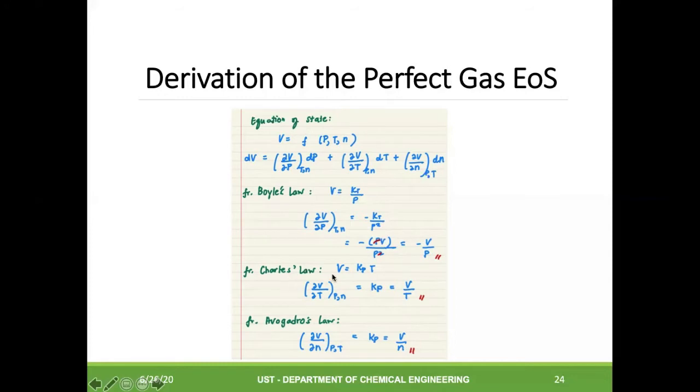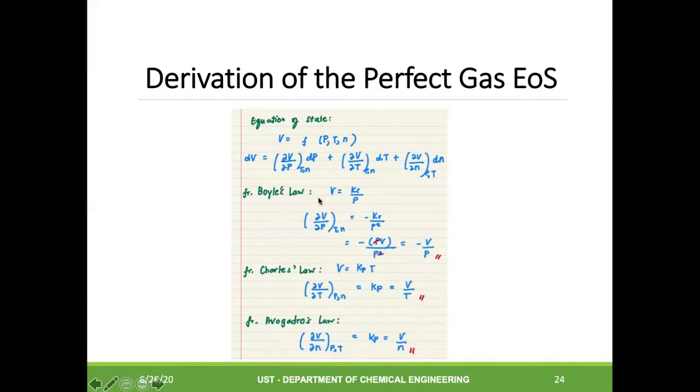So from Charles' law, volume is equal to a proportionality constant multiplied by temperature. So if we get the partial derivative of V over T at constant P and N, this is equal to K_P, simply V over T. And then from Avogadro's law, the partial derivative of V over the partial derivative of N at constant P and T is equal to K_P, or equal to V over N.